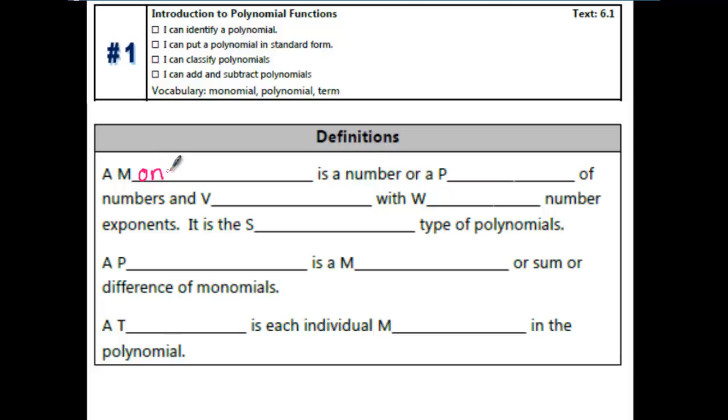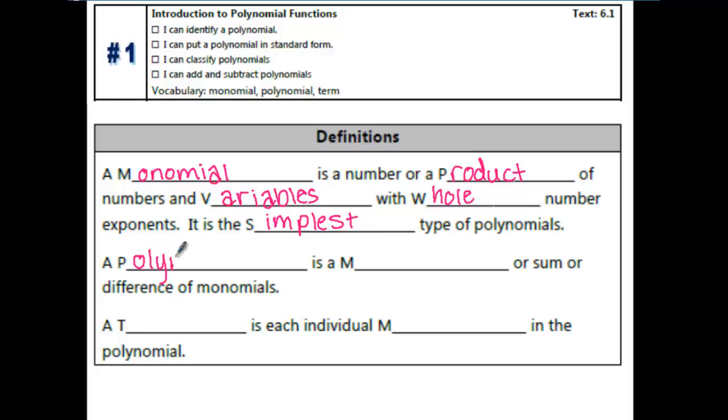A monomial is a number or a product of numbers and variables with whole number exponents. It is the simplest type of polynomial.